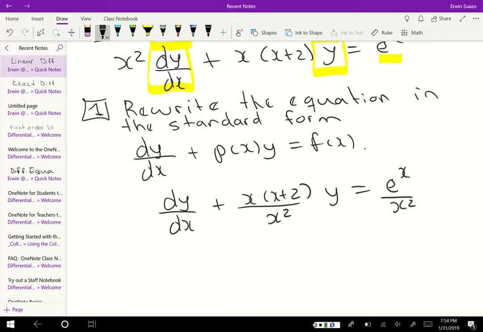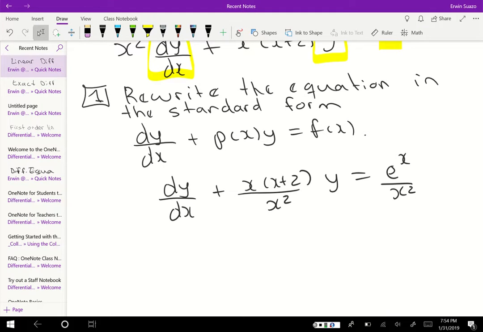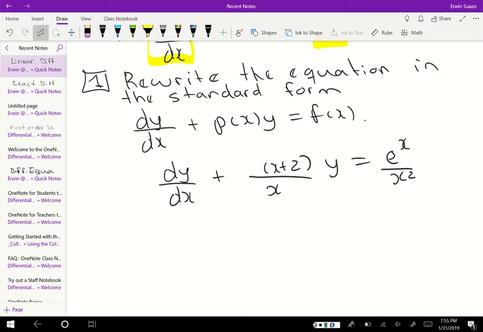Try not to go too fast here because a lot of mistakes happen, okay? Here we can cancel, if you want, the x with this x squared, right? So let's cancel this x and we can do this. Okay, that's what we have.